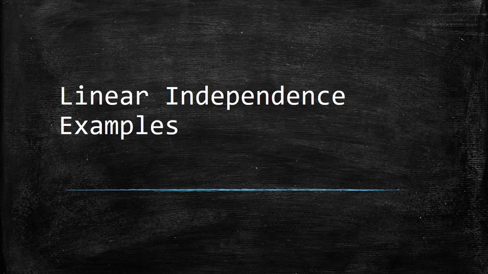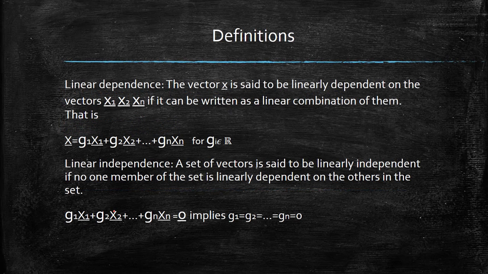So for this video, I will be looking at linear independence and some examples of linear independence. So we have some definitions here. Linear dependence: the vector x is said to be linearly dependent on the vectors x1, x2 up to xn if it can be written as a linear combination of them. And linear independence: a set of vectors is said to be linearly independent if no one member of the set is linearly dependent on the others in the set.